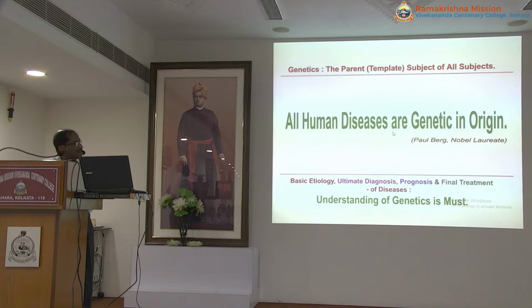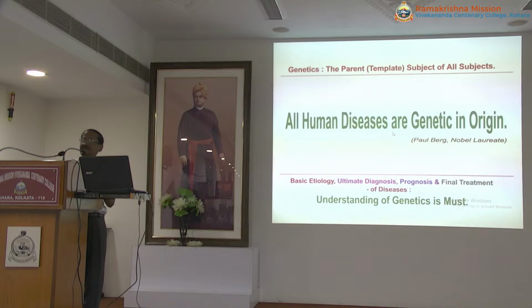And you see, if you go through these 3 or 4 lines here, all human disease is genetic in origin. For basic etiology, ultimate diagnosis, prognosis, and final treatment, understanding of genetics is a must. That will give you the impression of the utility and essence of human genetics or medical genetics, to understand human biology as well as disease diagnosis, prognosis and treatment.